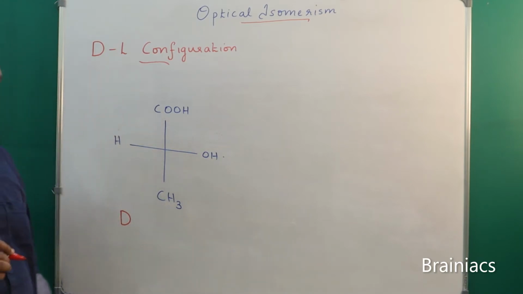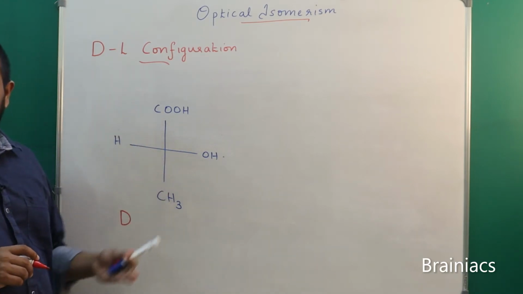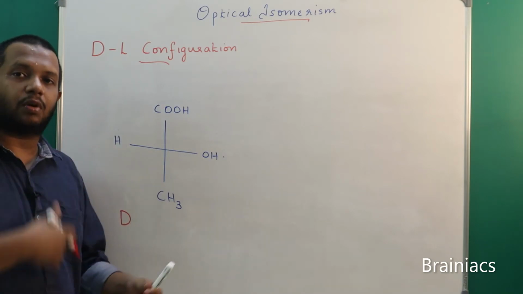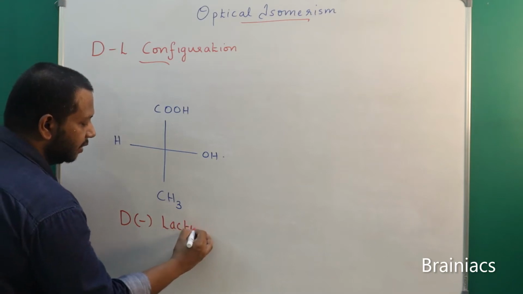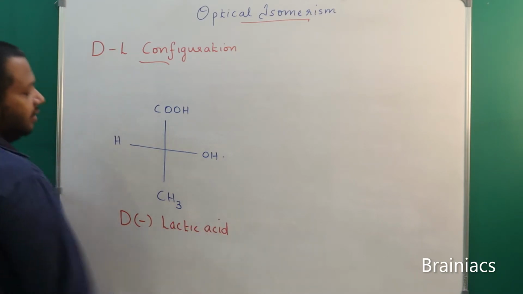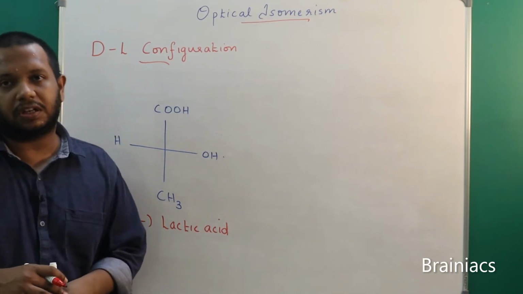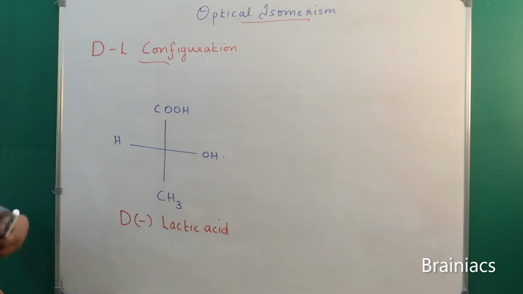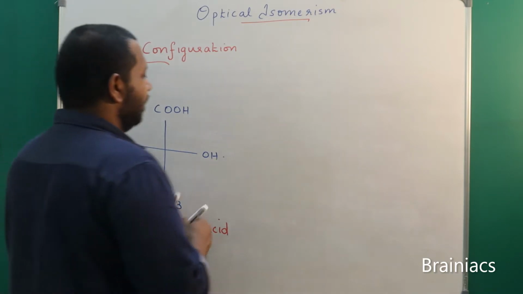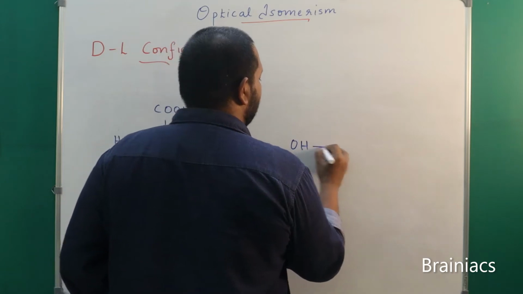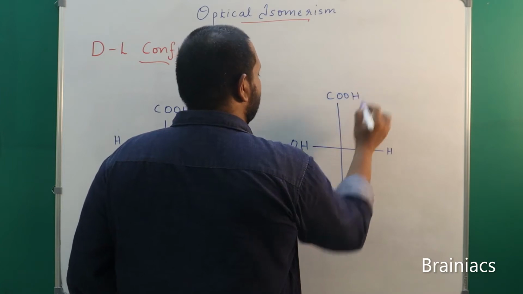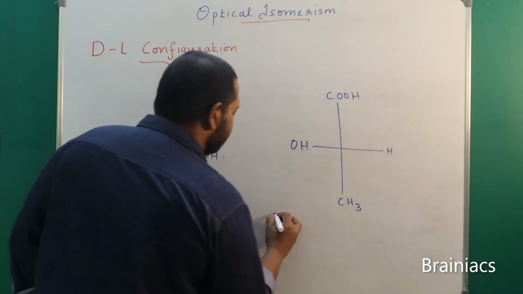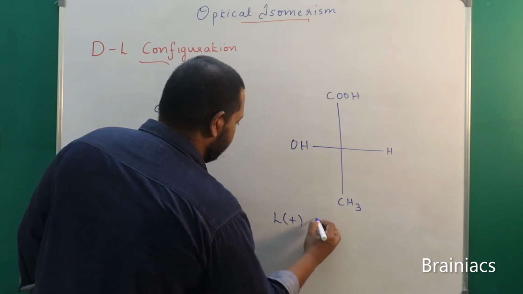But it has been observed that this D form of lactic acid is rotating the plane of polarized light in a levorotatory fashion. So I can say this is D minus lactic acid. Clear? That's why I told you minus or plus depends upon the experimental observation. Now I can give you the next one, L. How will the L look? L will have OH on the left and hydrogen on the right, and you have COOH on the top and CH3 at the bottom, and I can say this is L plus lactic acid.